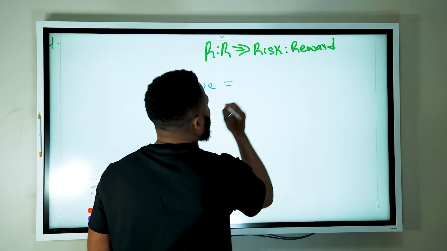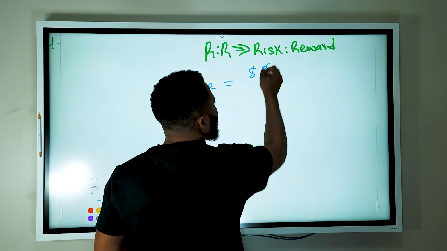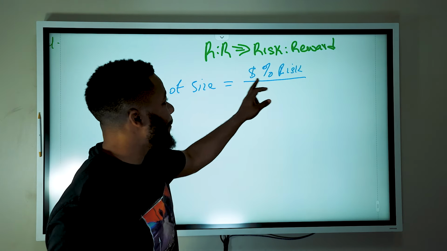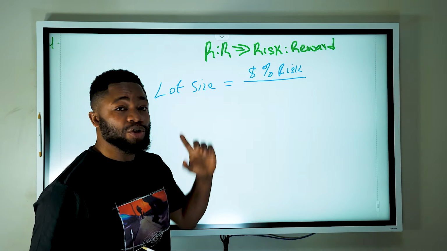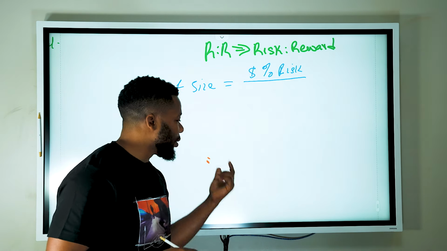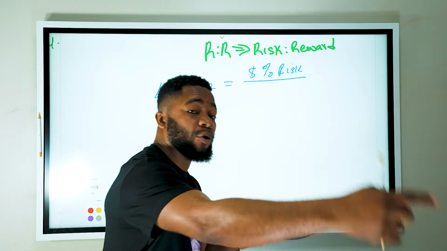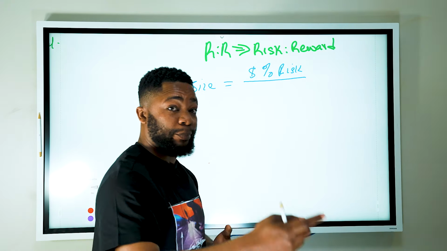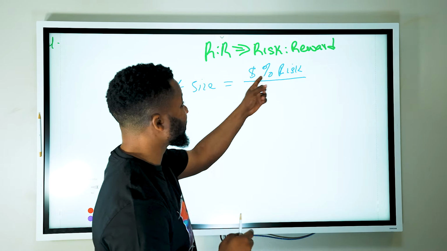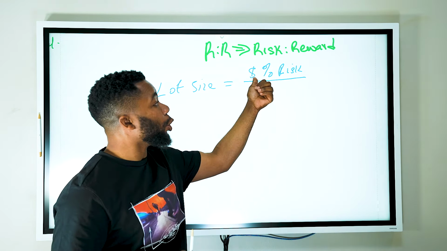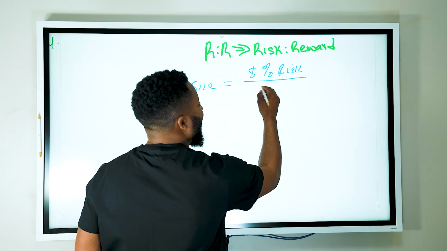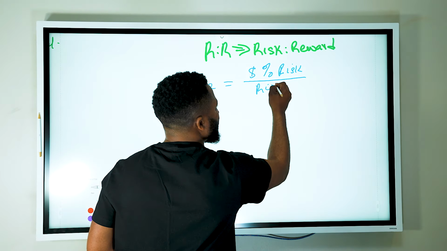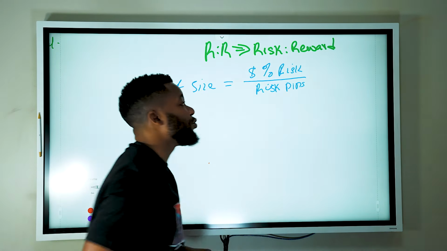So lot size is equal to what again? You put the dollar percentage risk, divided by the risk pips. That's why I put the dollar sign, because you need the dollar amount. If it's 1% you are risking, then you ask yourself, what is 1% of that account? If I'm risking 1% and I'm trading with a $100,000 account, I ask, what is 1% of $100,000? It is 1,000. So I put the 1,000 there. That's why I'm writing the dollar percentage risk divided by risk pips. So how many pips are you risking per trade?